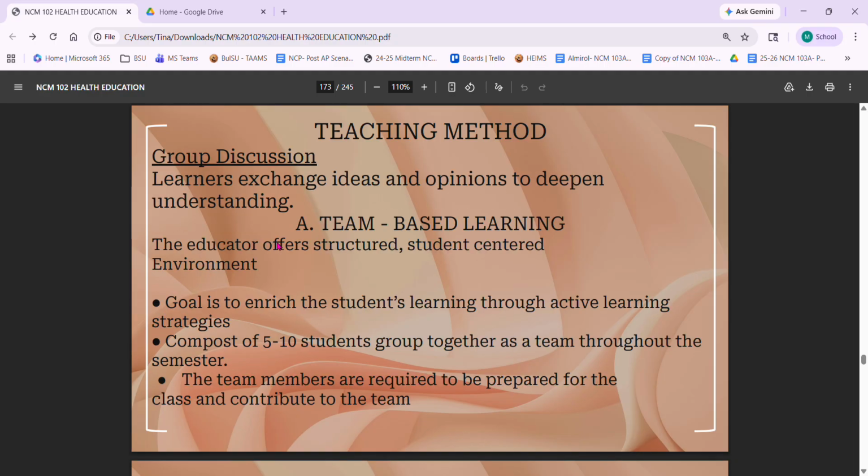Next teaching method is group discussion. Okay? So, when you say group discussion, okay, this is what? Learners exchange ideas and opinions to deepen the understanding. And for your group discussion, you have team-based learning. So, when you say team-based learning, okay, hold on.